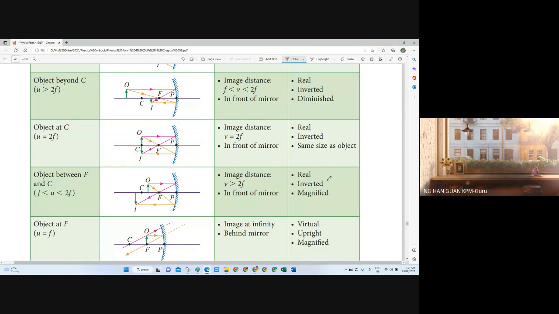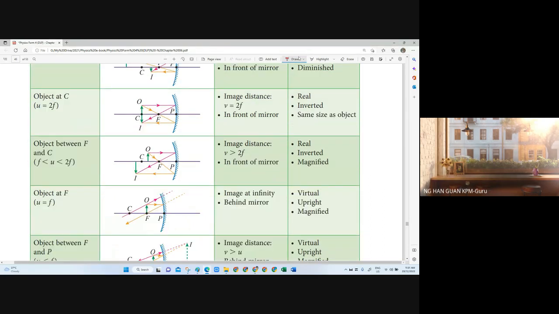Okay, but before that, another correction, same as our convex lens. For the concave mirror, when the object is at f, we cannot comment on the characteristic of the image, because the image forms at infinity, so there's no such thing as behind the mirror. We don't know whether it's real or virtual, so we can only say the image is at infinity.